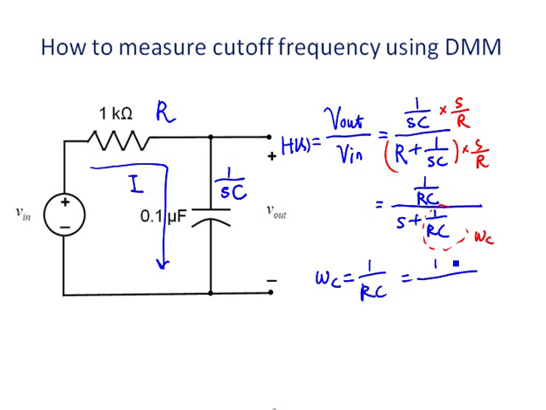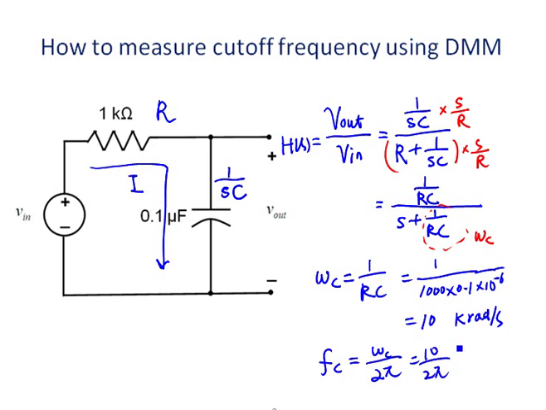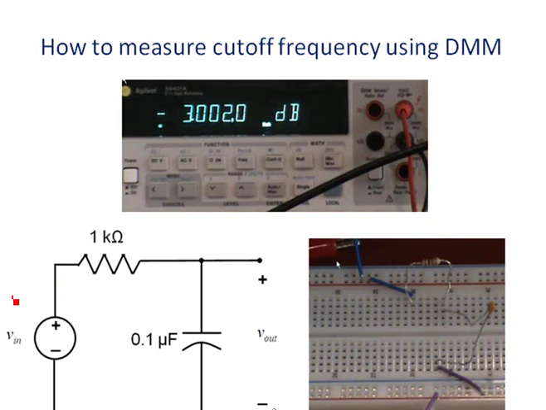So 1 over RC is 1 over 1000 ohm times 0.1 microfarad. So that is 10K radians per second, 10,000 radians per second. To calculate the cutoff frequency in Hertz, we should use omega c divided by 2 pi. 10 over 2 pi is 1.59 kilohertz. So theoretically, the cutoff frequency should be 1.59 kilohertz.